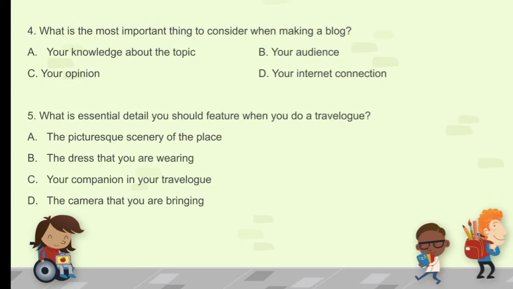Number 4. What is the most important thing to consider when making a blog? A. Your knowledge about the topic. B. Your audience. C. Your opinion. D. Your internet connection. Number 5. What is the essential detail you should feature when you do a travelogue? A. The picturesque scenery of the place. B. The dress that you are wearing. C. Your companion in your travelogue. D. The camera that you are bringing.